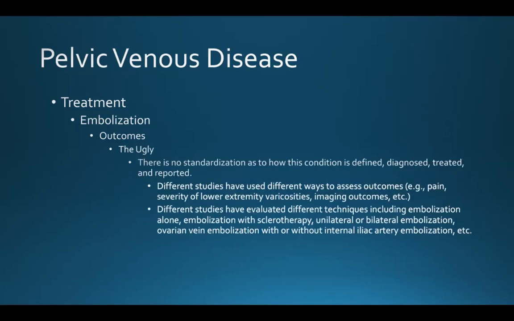Finally, there's really no standardization as to how this condition is defined, diagnosed, treated, and reported. Unfortunately, different studies have used different ways to assess outcomes. They've looked at pain, severity of lower extremity varicosities, imaging outcomes, etc. In addition, different studies have evaluated different techniques, including embolization alone, embolization with sclerotherapy, unilateral or bilateral embolization, ovarian vein embolization with or without internal iliac artery embolization, and so on and so forth.